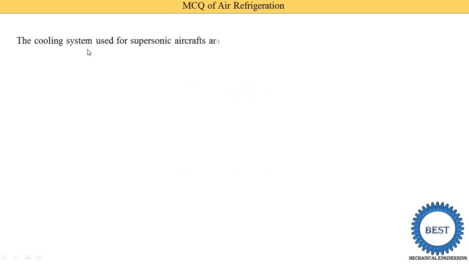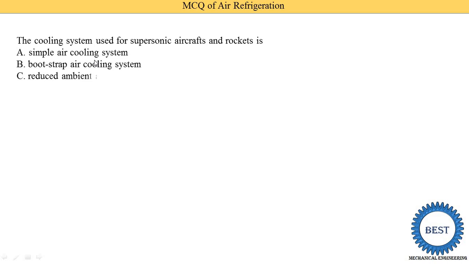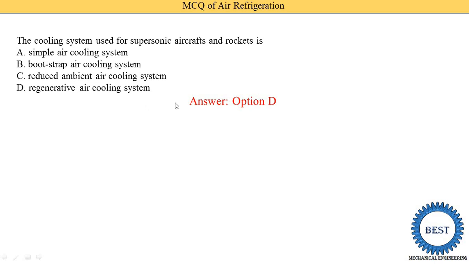The cooling system used for a supersonic aircraft and the rocket is: simple air cooling, bootstrap air cooling system, reduced ambient air cooling system, or regenerative air cooling system. Option D is correct, that is the regenerative air cooling system. Bootstrap is used for which type, I already explained. That is used for transport types, and for low flight speed the simple air cooling system is used.